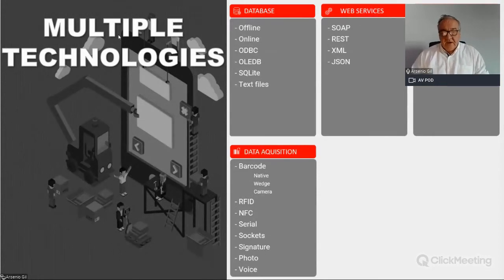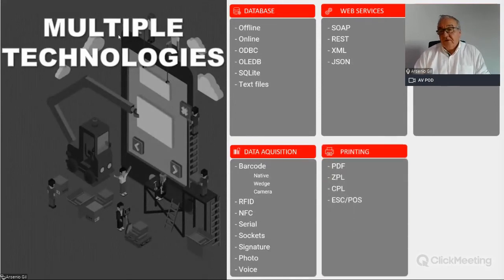And also you can, in terms of data acquisition, use RFID, NFC, you can use serial ports or sockets, you can capture signature, photos, or voice. It's some of the features you can use in a simple way. And also you can print, you can design your reports like a ticket or your labels and print over Wi-Fi or Bluetooth low energy, in ESC/POS, CPCL, ZPL languages. And of course you can generate PDFs and print it or send it by mail if you want.